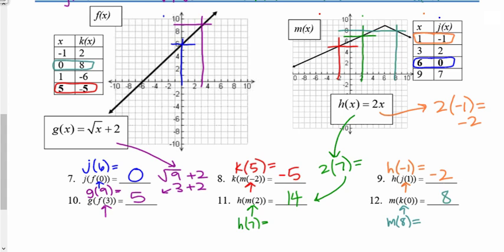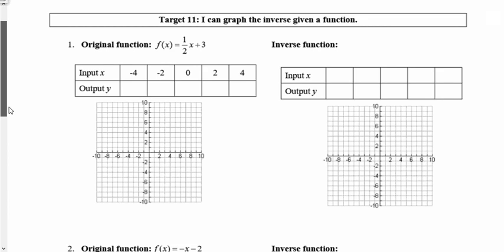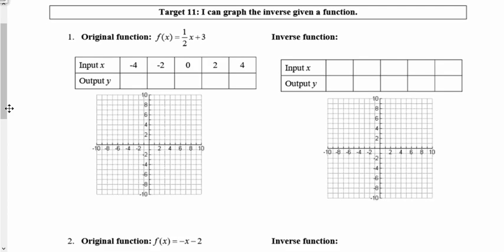All right. So that's how we do all those composition problems. And let's go to the back side now. Target 11. Graphing the inverse given a function. So like I said in the notes, if you were listening to that video, in the homework, they're going to give us the x values, but not the y values. We're going to have to figure those out on our own.